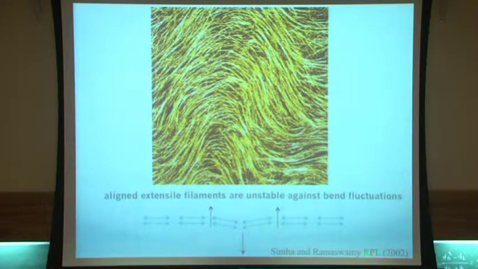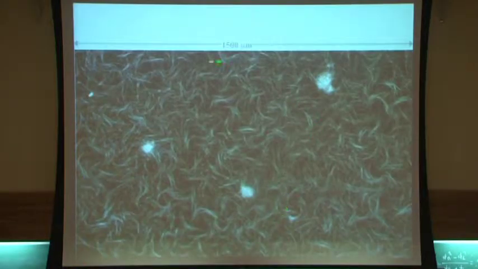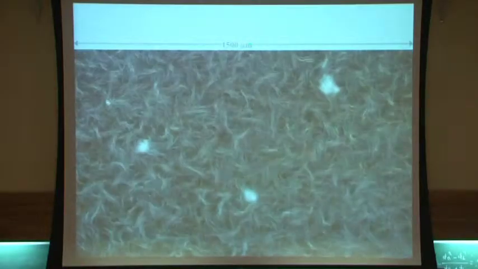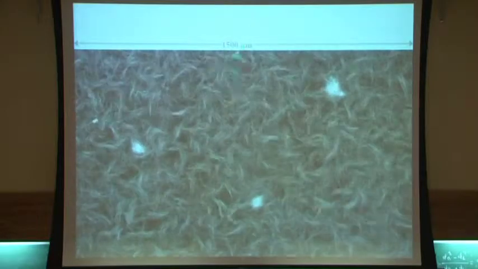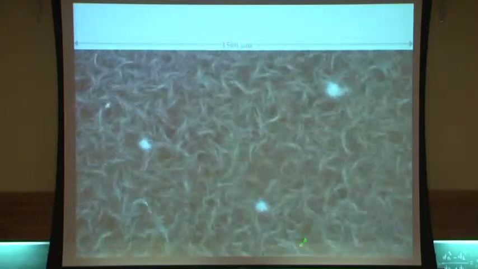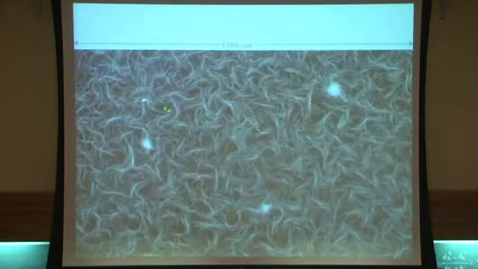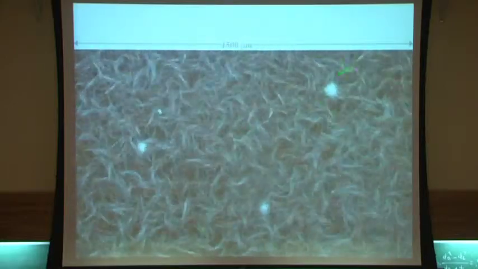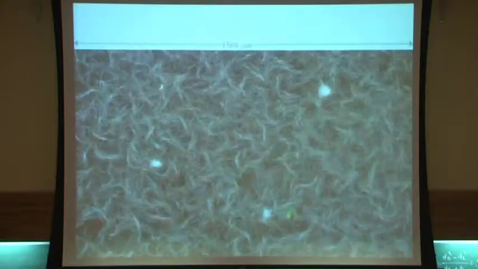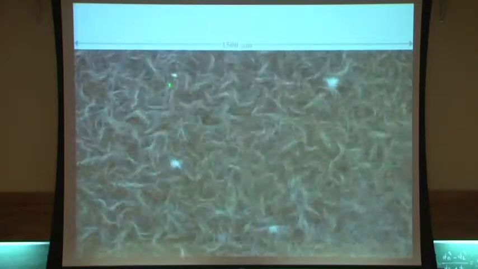And so I think this was first described in this paper. These are very robust materials, right? This is 1,500 microns, and so you can see these large scale patterns. And these things are experimental aggregates or pieces of crud.